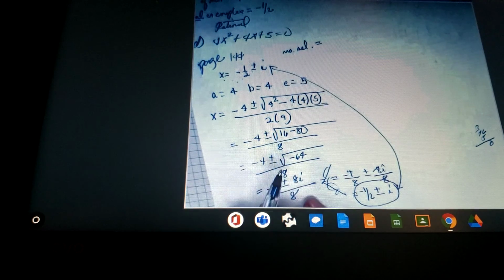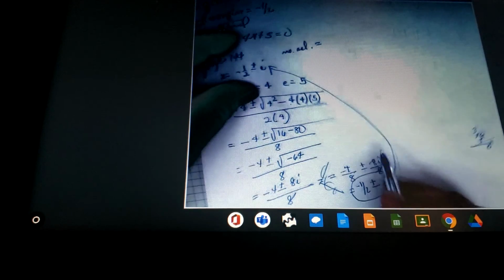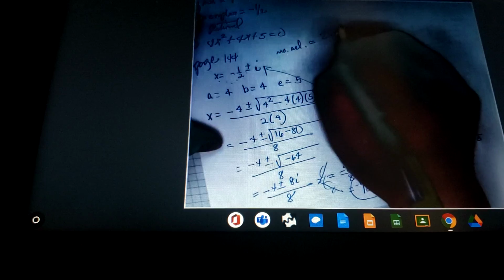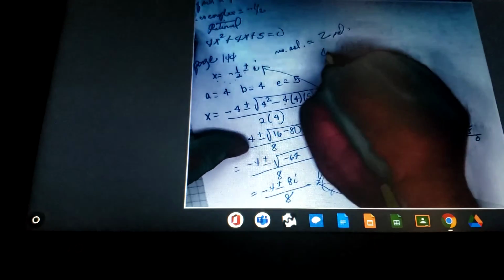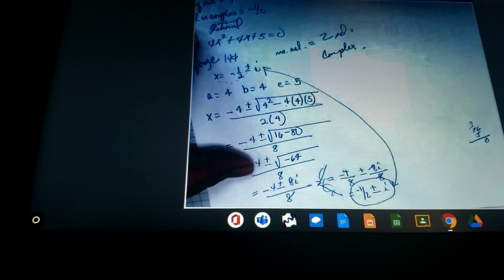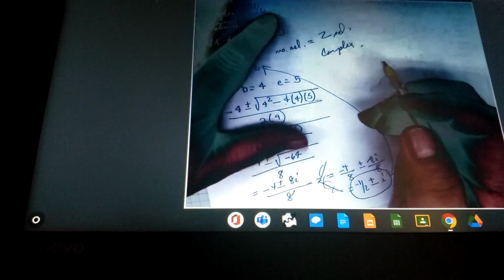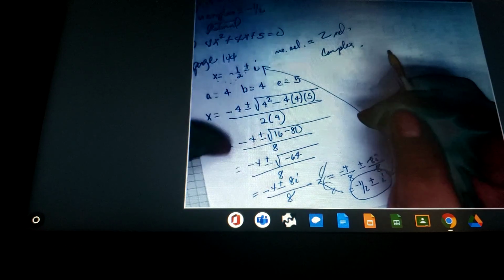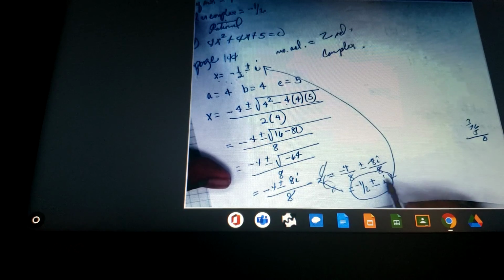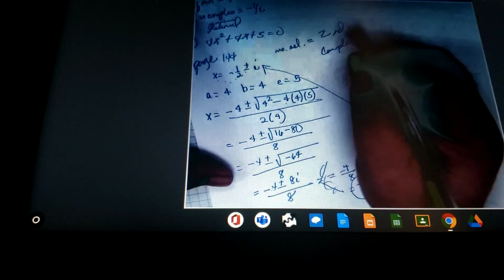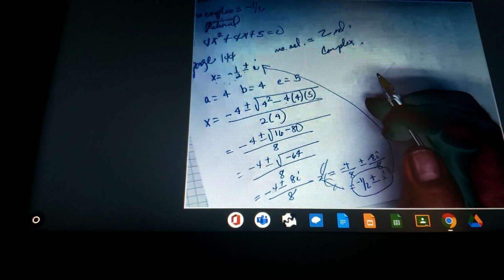So therefore, we have two solutions for that. How about real or complex? Complex, of course. It's i. Rational or irrational? Because there is a negative under the root, it is imaginary, so we cannot apply rational or irrational because of the imaginary number.